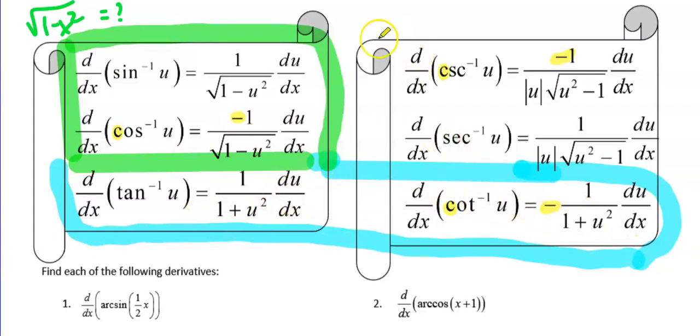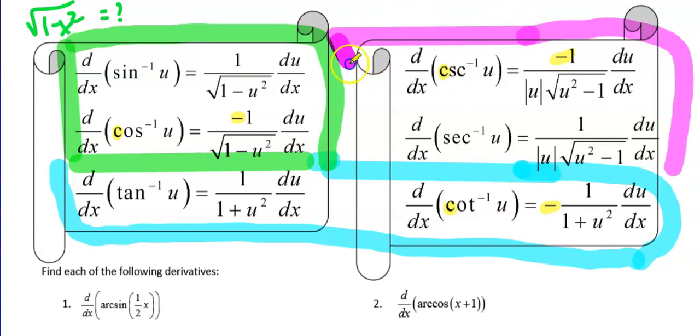Again, the cotangent is going to be negative. And then the last one is that the cosecant and the secant also have the same ones. It's just, again, that the cosecant happens to be negative. And you can derive all of these based on the triangles themselves.